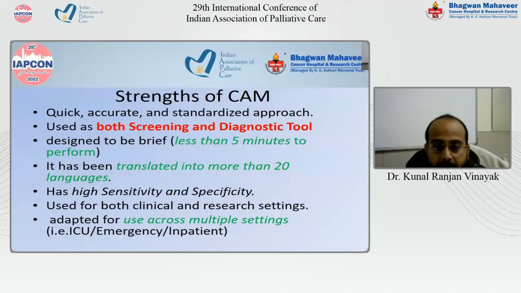Then what are the strengths of CAM? As we all know, CAM can be used for different settings, but the important things are that it is a very quick, accurate, and standardized approach. It is used as both a screening and diagnostic tool. It requires less than 5 minutes to perform.